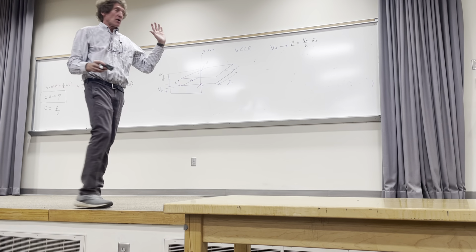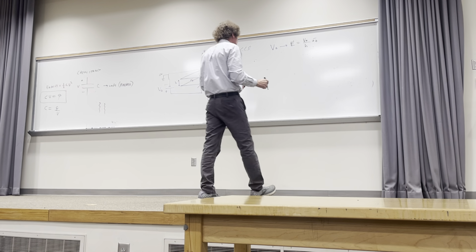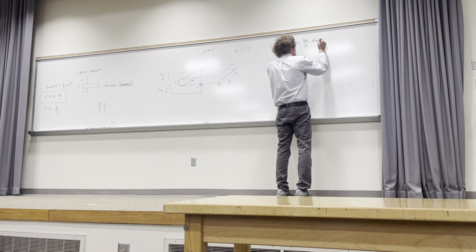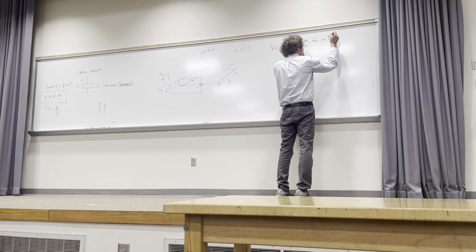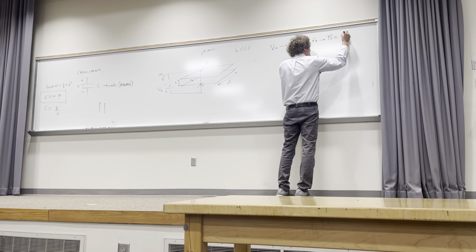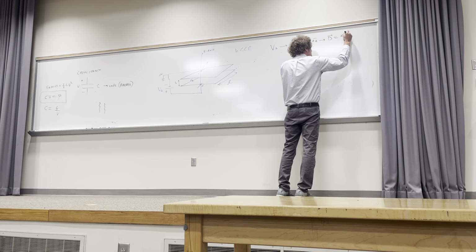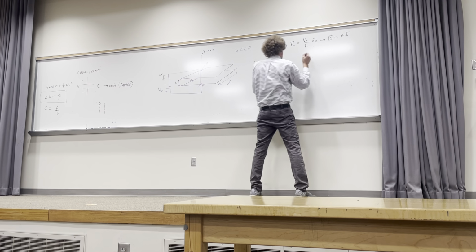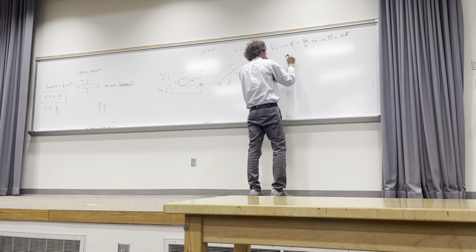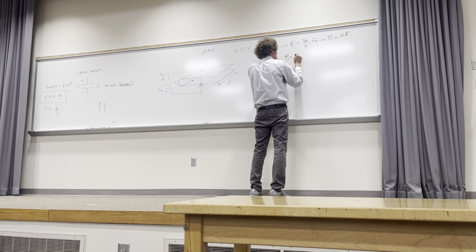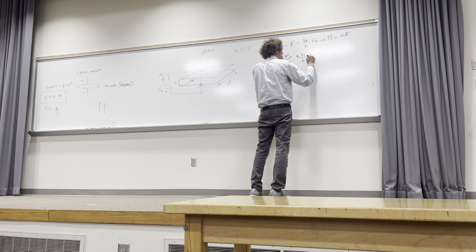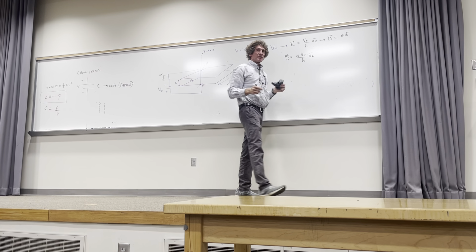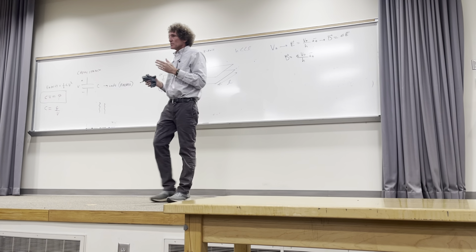Good? All right, now after you get E, I get D. Right? And what is D in terms of E? Epsilon E, isn't it, class? So now I can say that the D field is just equal to epsilon times V naught over H. I think you did this in your physics classes. That's the D field. We're doing this one backwards.